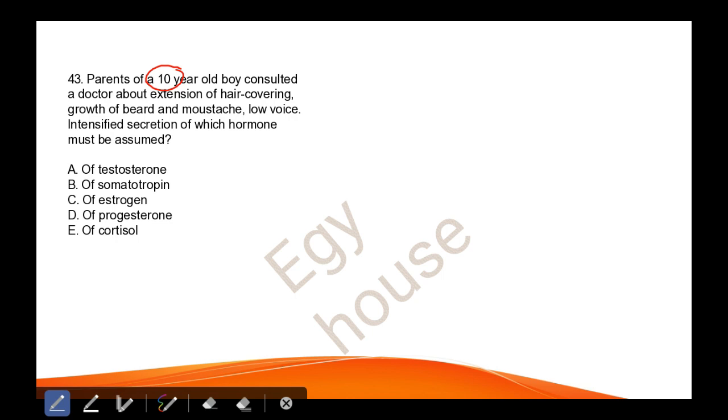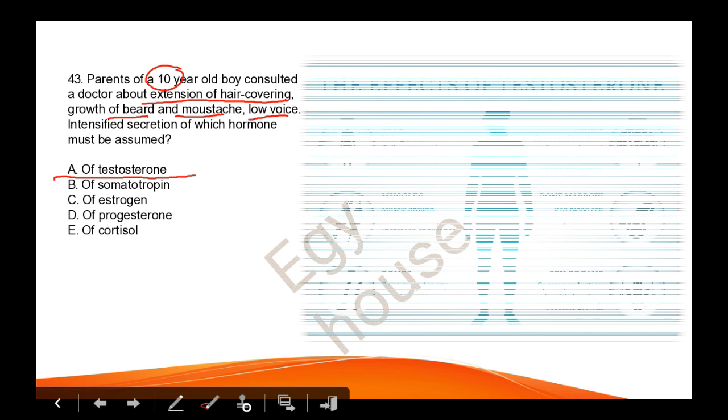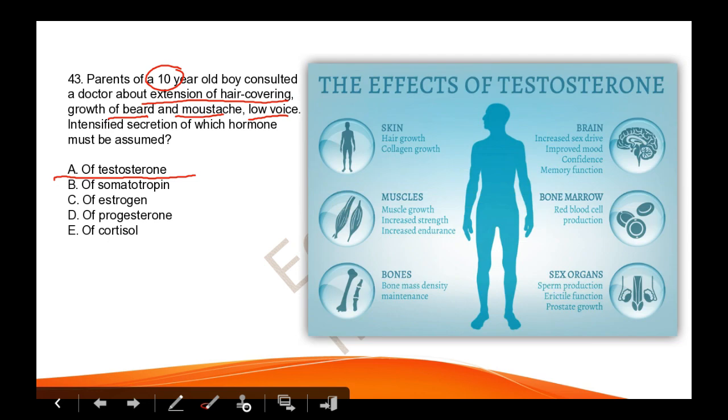Here, a 10-year-old boy consulted the doctor about growth of hair in the beard and mustache. This is a 10-year-old boy, and he also had a low voice. Of course, you can definitely think of testosterone, because this is the main hormone found in males that helps them grow more hair than females and have a low voice. But this boy has a hormonal problem, which is not normal.